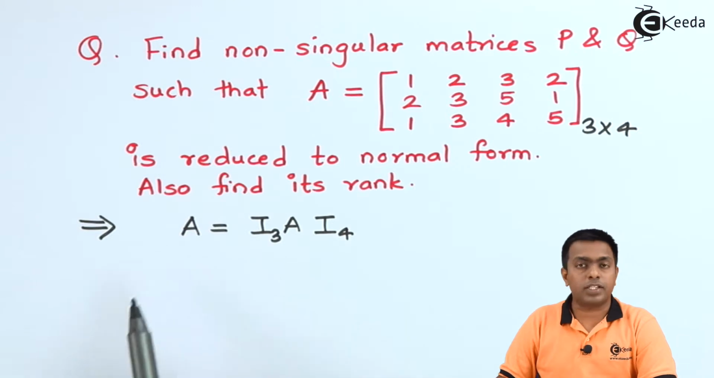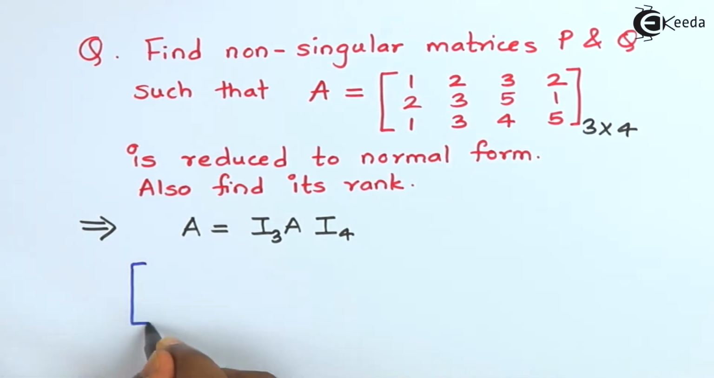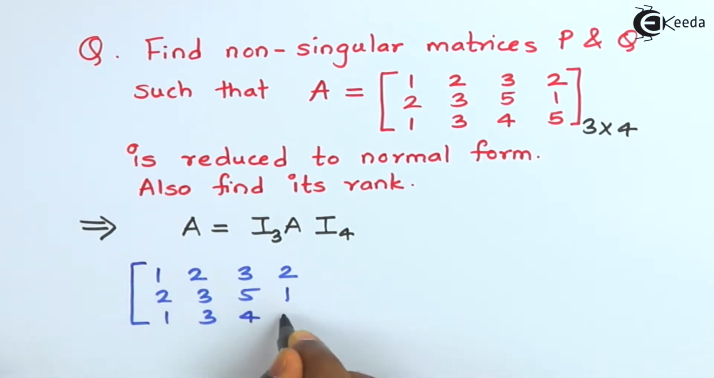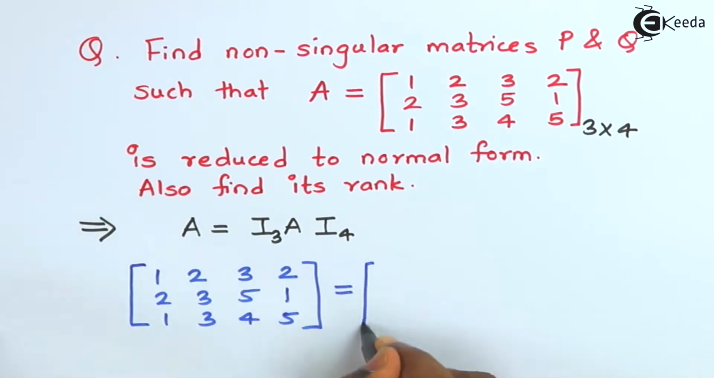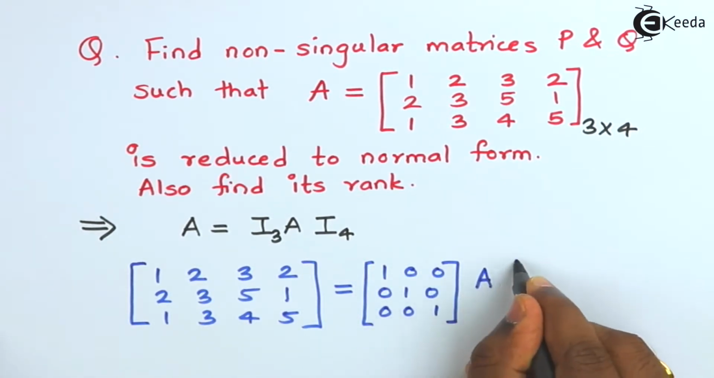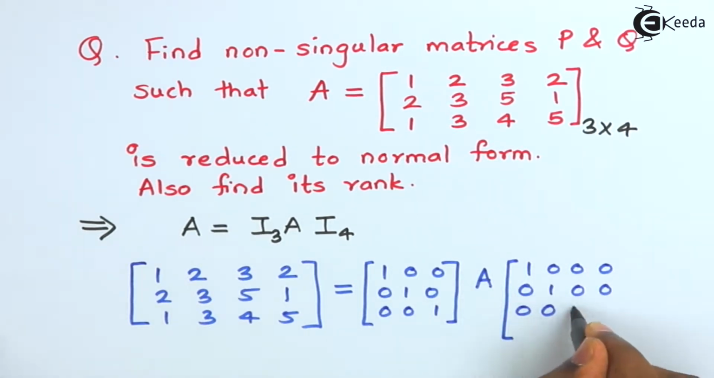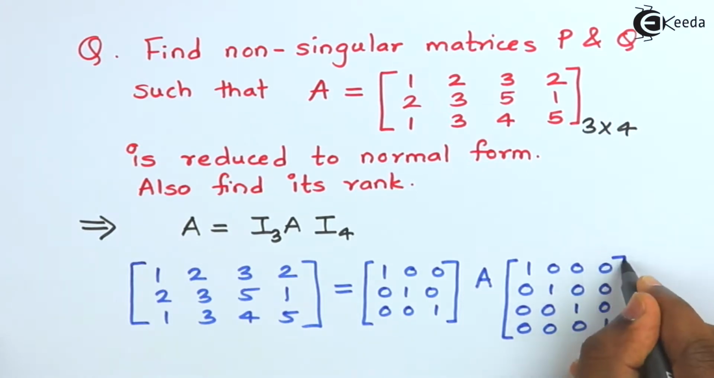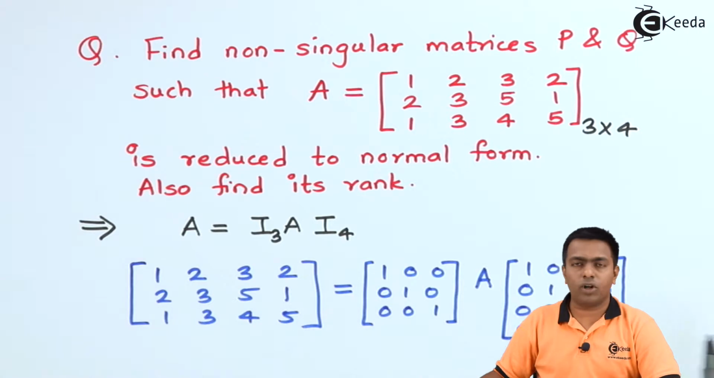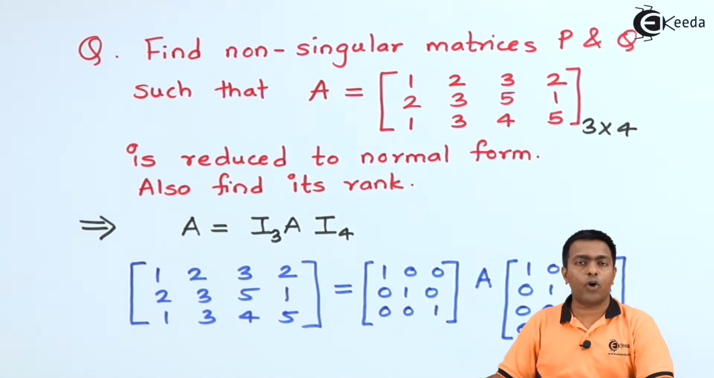Now we'll substitute the values. So value of A is... So guys, here I have substituted all the values. So this is the identity matrix of order 3 and this is of order 4.